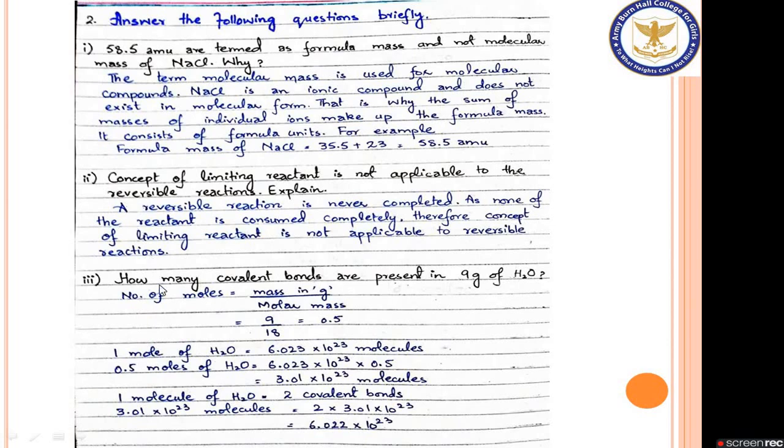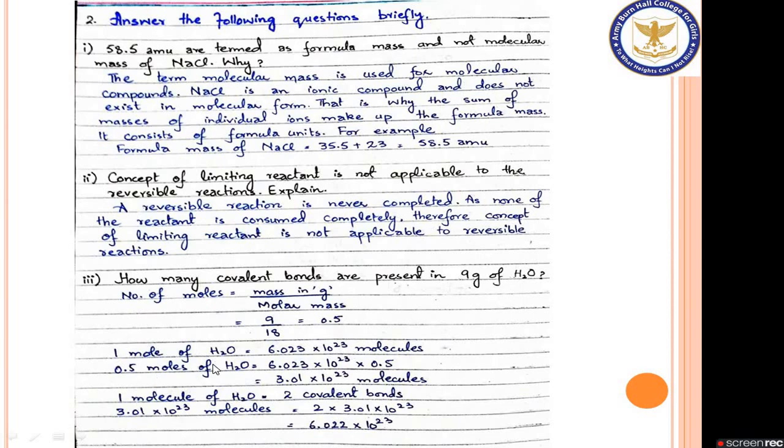Third one: how many covalent bonds are present in 9 grams of water? We are provided with 9 grams of water. First you have to convert these 9 grams into moles with the help of the formula. So the number of moles of water will be 0.5 moles. As we know, 1 mole of water is equal to Avogadro's number of molecules.